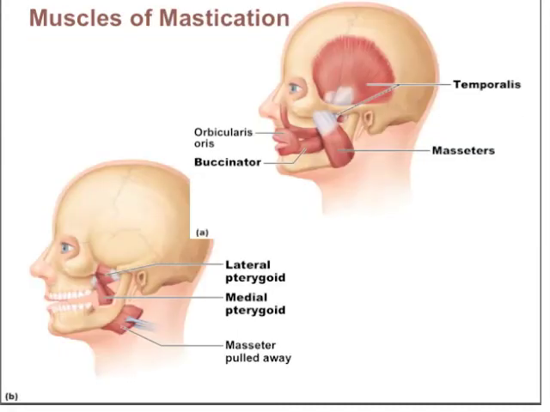Okay, so here you can see the muscles of chewing, that's mastication. The main ones being the temporalis and the masseter. The temporalis is named because it lies over the top of the temporal bone, and the masseter connects from the zygomatic bone to the base of the mandible. And again, these guys let you basically raise the jaw.